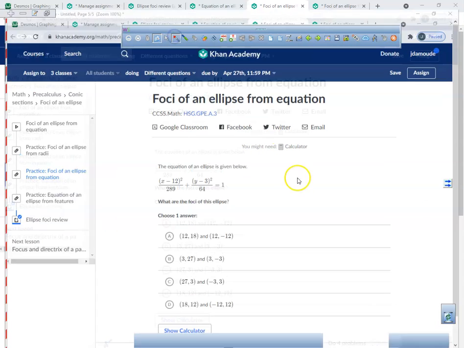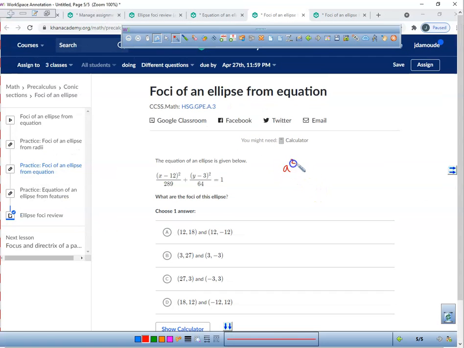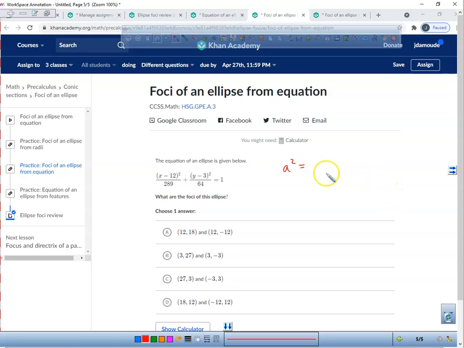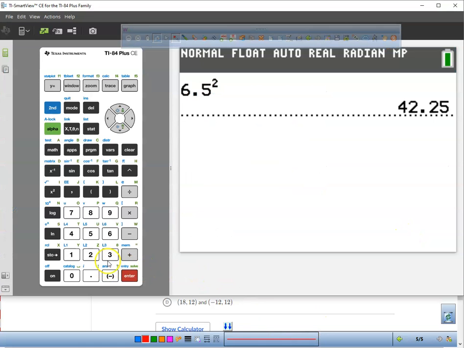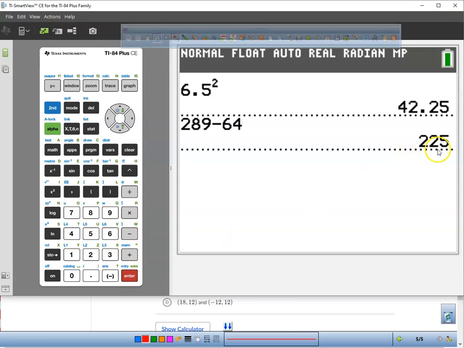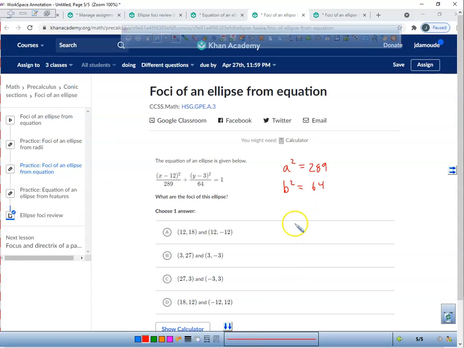All right, now we're going to look at foci of an ellipse from an equation. So if we look at the equation, what would you guys say my a squared is equal to on this? 289, yeah. And so my b squared has to equal 64. All right. So if we take 289 and we take away 64, we're left with 225. So c squared will equal 289 minus 64, which is 225. So what would c equal? 15 if we take the square root.